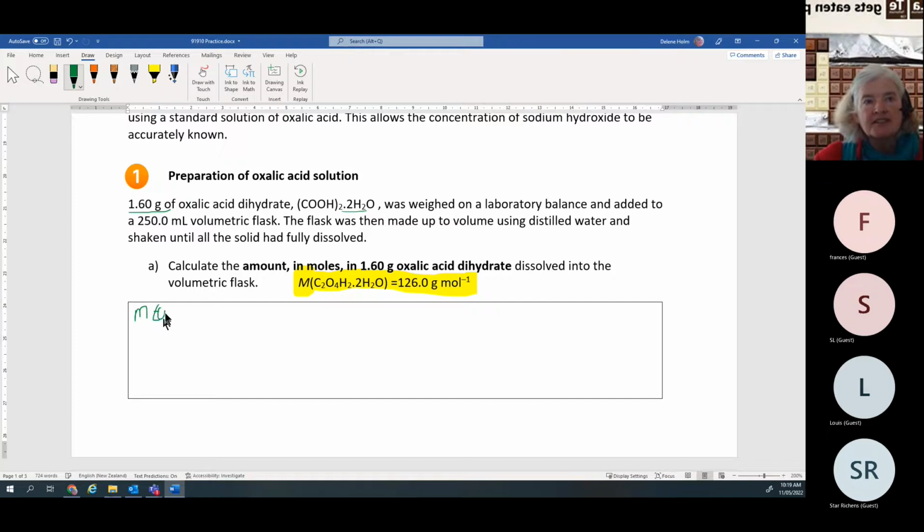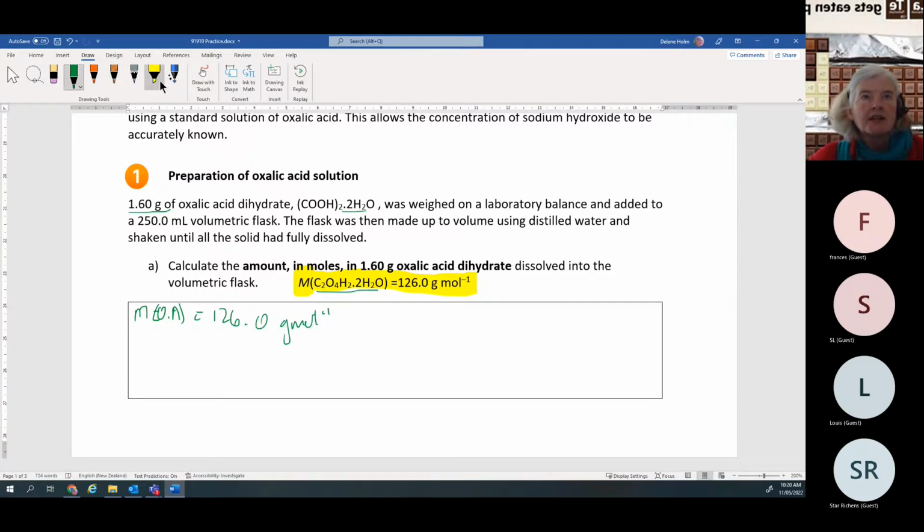So the first thing you can always write is your molar mass. And I'm just going to say OA for oxalic acid. Always try and say what you're working with, because when you swap from one substance to the other, you must be very clear which substance you're working with. So OA for oxalic acid, we know is 126.0 grams per mole. So we always know that.